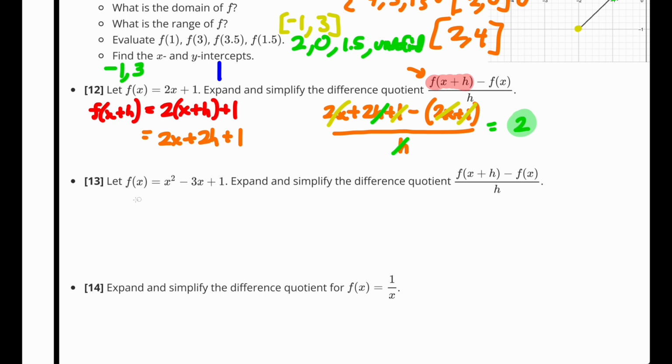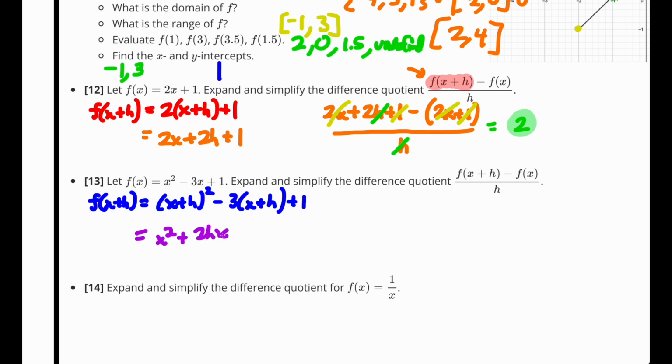All right, the next one, again, we're going to do the same exact thing. Find f of x plus h first, which is going to be x plus h quantity squared minus 3 times x plus h plus 1. Okay, x plus h squared is x squared plus 2hx plus h squared minus 3x minus 3h plus 1.